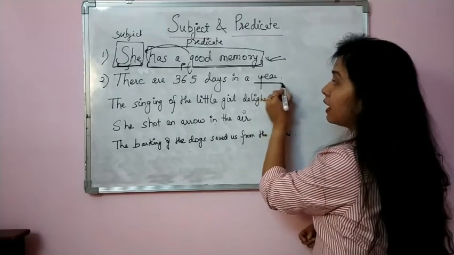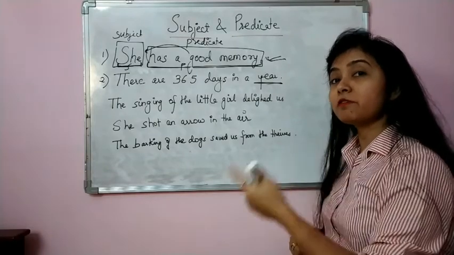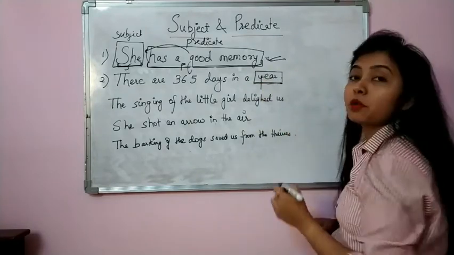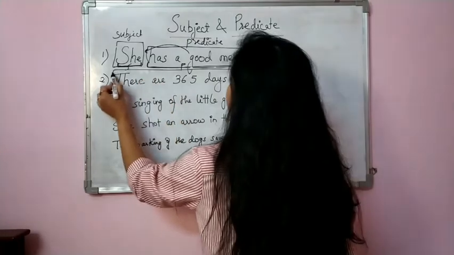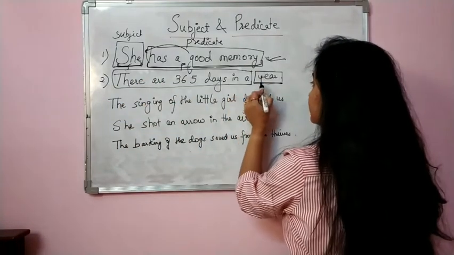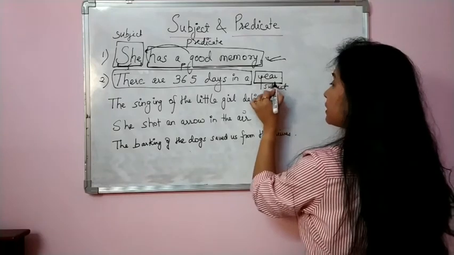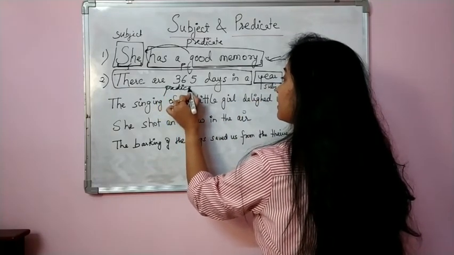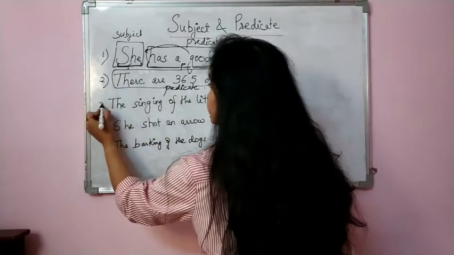यानी हम एक साल के बारे में बात कर रहे हैं कि वहां पे 365 डेज होते हैं. सो दिस ईयर, दिस विल बिकम द सब्जेक्ट एंड दिस विल बिकम द प्रेडिकेट. देयर आर 365 डेज इन अ. सो दिस बिकम्स द सब्जेक्ट एंड दिस बिकम्स द प्रेडिकेट. हम एक साल के बारे में बता रहे हैं कि वहां पे 365 डेज होते हैं.